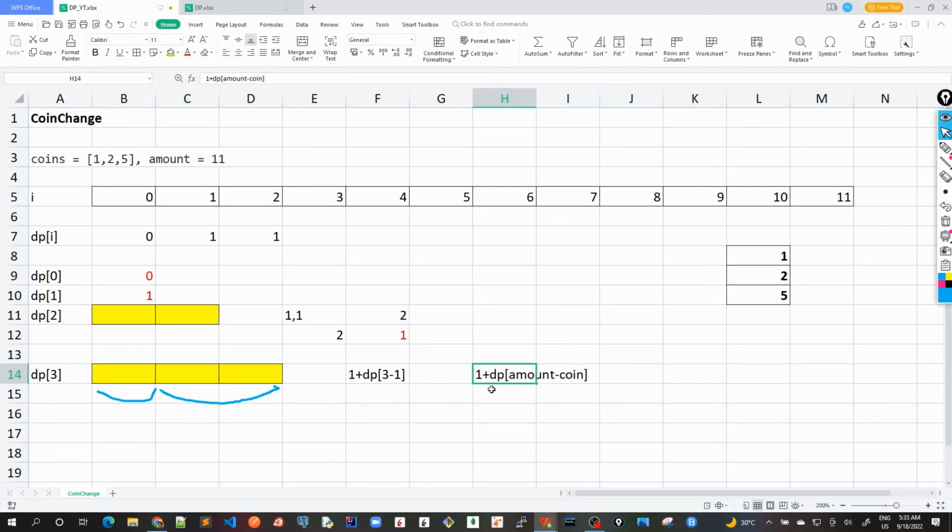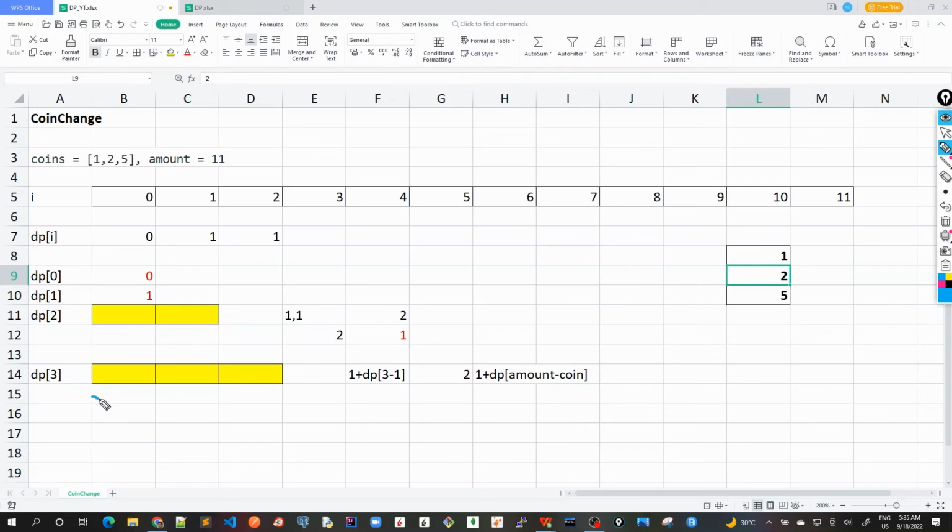So 1 plus DP of 3 minus 1, it would be 1 plus 1, that is 2. So this is the one combination possible, right? Let me check. So we are done with the 1. Now let's go to coin number 2. What are the possible ways we can do with coin number 2?